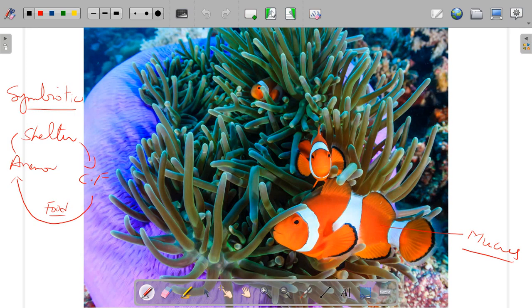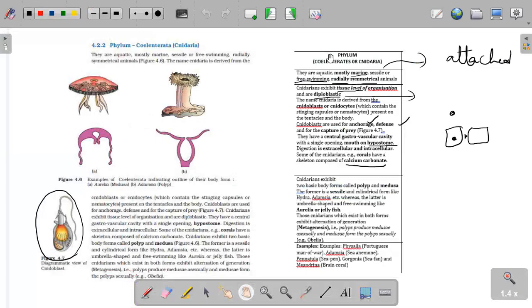Okay, let's move to the content. Next, when it comes to the life cycle, cnidarians exhibit two body forms: polyp and medusa. You can refer to your textbook. There are two terms, you can see right over here. This is the polyp form and the medusa form. The medusa are the ones which are sessile in nature.